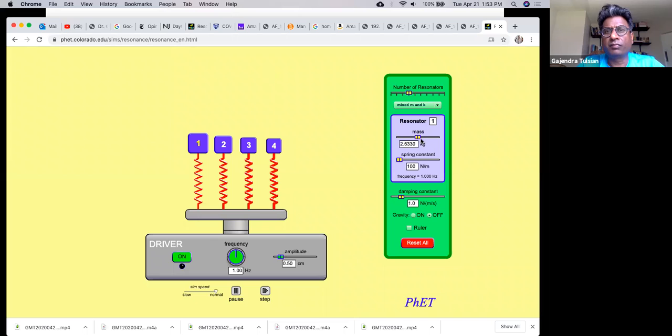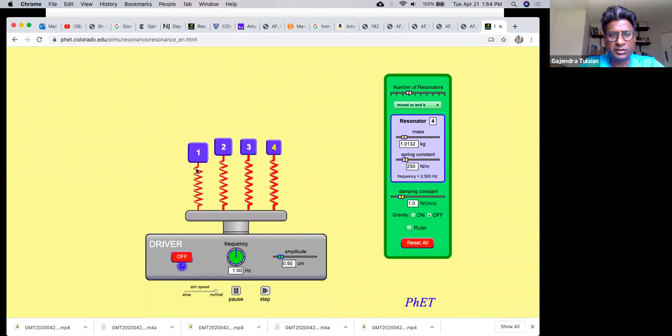So frequency of resonator 1 is 1 hertz. Frequency of resonator 2 is 1.5 hertz. Frequency of resonator 3 is 2 hertz, and frequency of resonator 4 is 2.5 hertz. So what we're going to do is change the frequency of the driver. So this is the driver frequency, 1 hertz. And you see this guy's frequency matches the natural frequency of this oscillator.